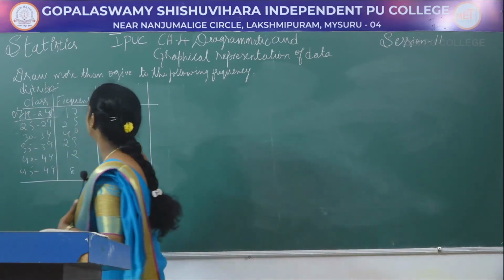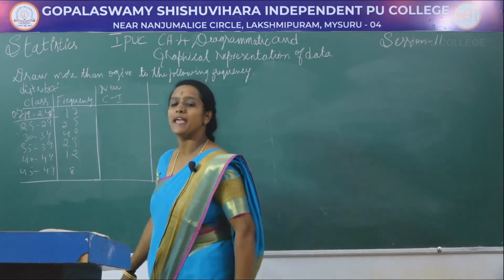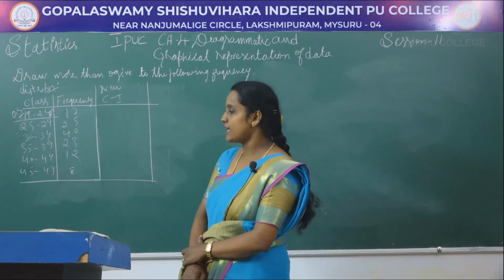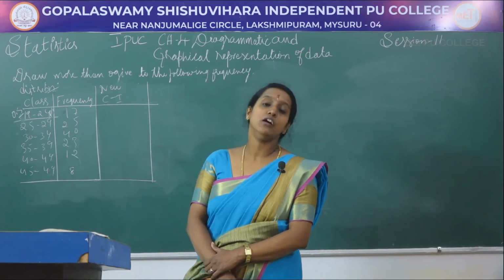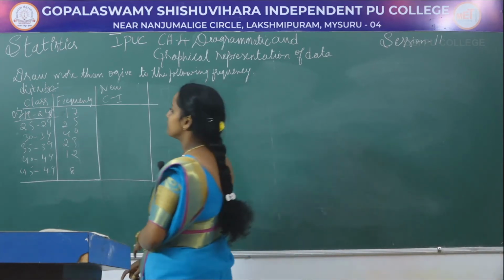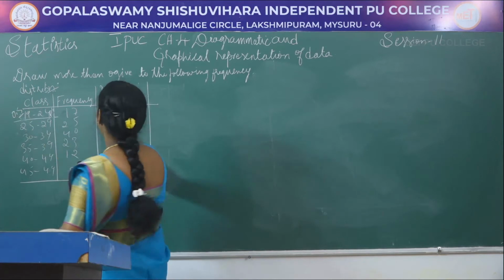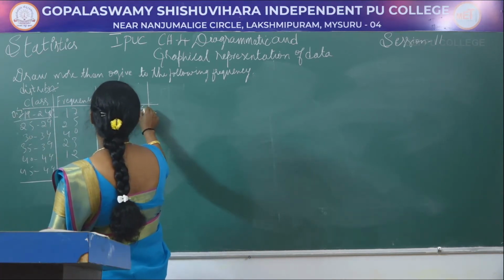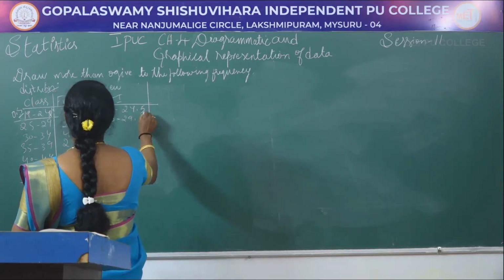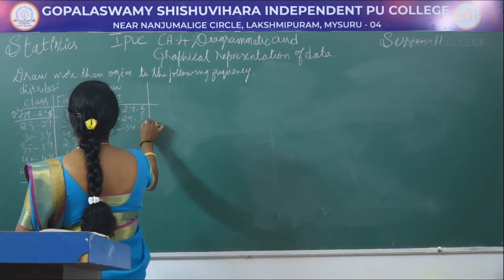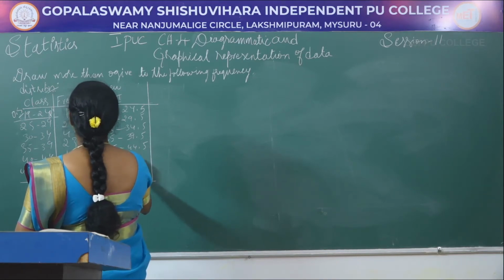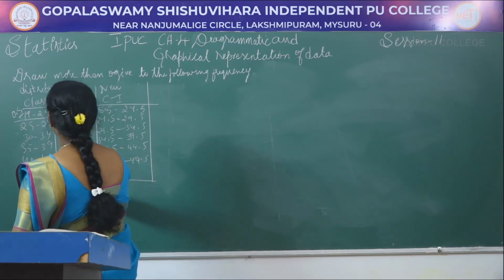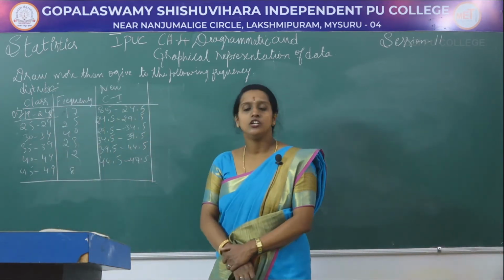So if I subtract 0.5 from 19, it is 18.5 to 24.5, 24.5 to 29.5, 29.5 to 34.5, 34.5 to 39.5, 39.5 to 44.5, 44.5 to 49.5. So this is how we have made the new class intervals.